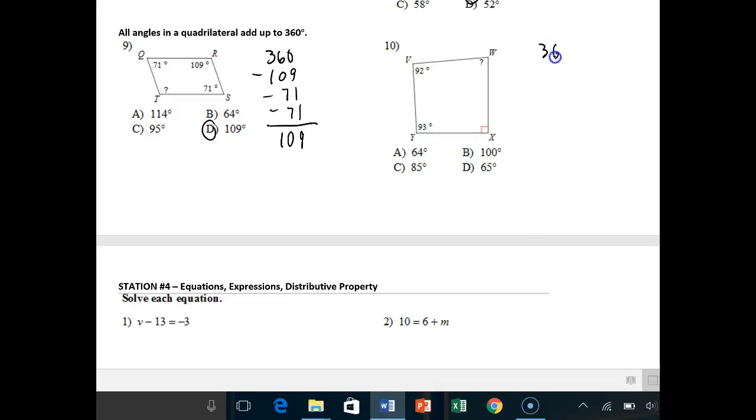So here we'll do 360 minus 92 minus 93, and you're like, where's the third angle? Oh, it's right here, 90 degrees. So minus 90. I'll let you guys figure that one out. That's the end of part 3.